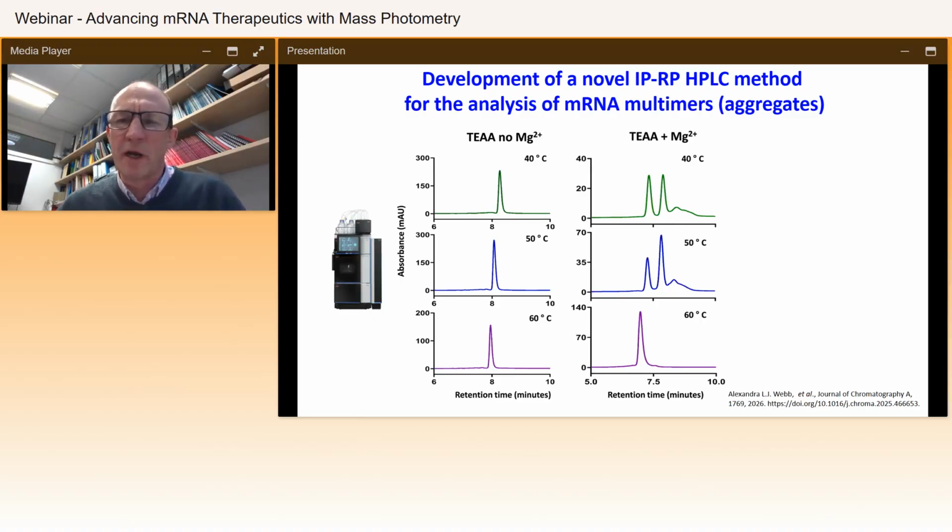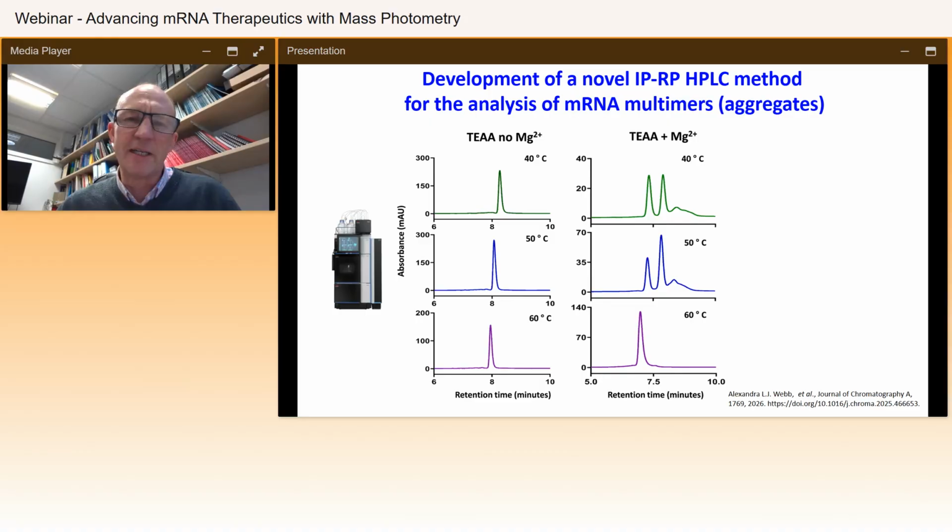Some recent work we undertook at the University of Sheffield was to develop alternative chromatographic techniques to try and separate and stabilize these mRNA multimers as an alternative to size exclusion chromatography. We recently published this work in the Journal of Chromatography. Details of that recent publication are highlighted here at the bottom of the slide, where there's more information.